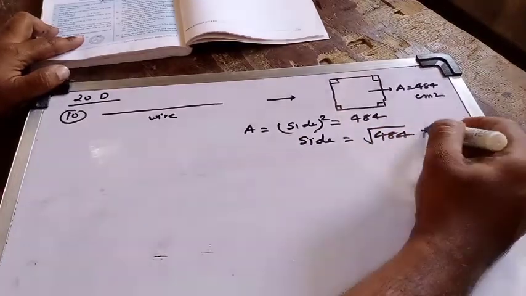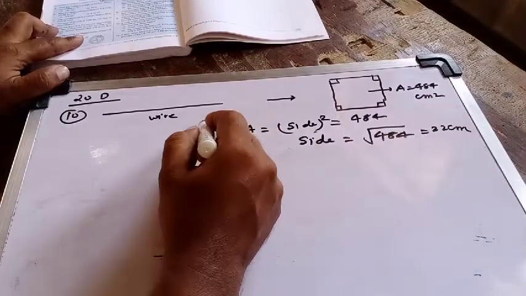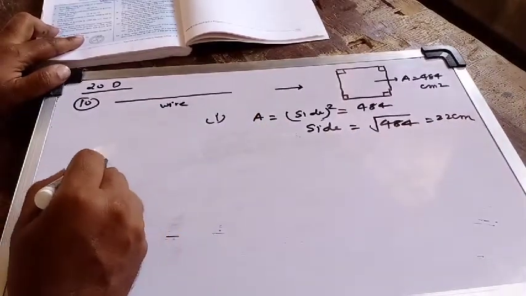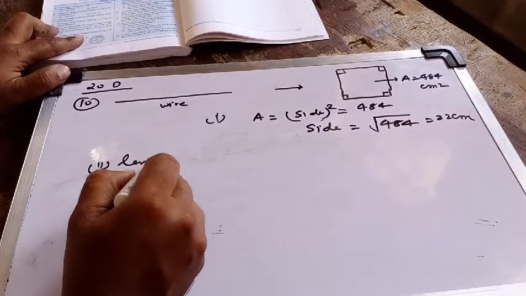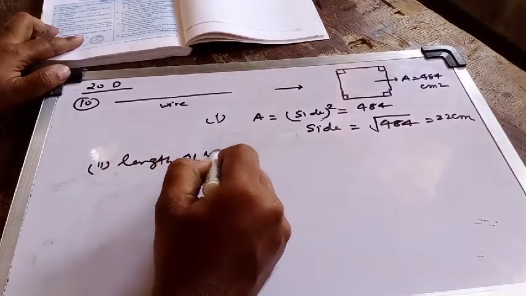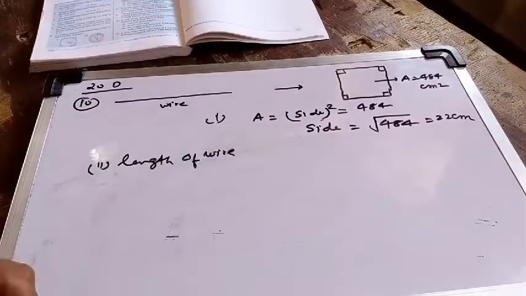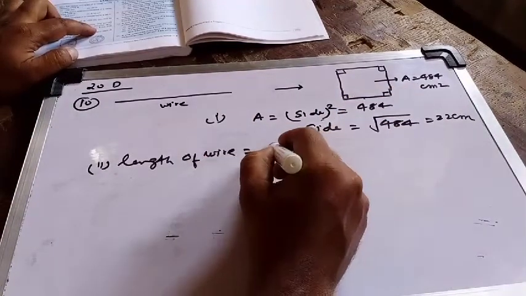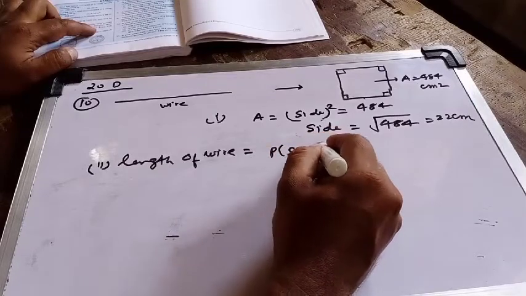So it will come out as 22 centimeters. So that was the first part of the question. The second is the length of the wire. If you have to find out the length of the wire, that will be equal to the perimeter of this square.